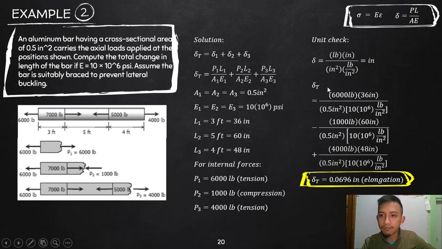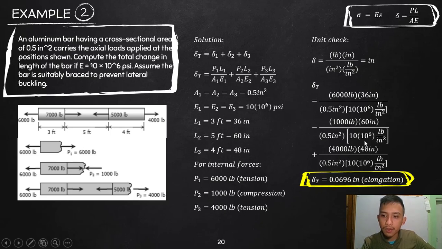So PL over AE. For the first cross section, P is 6,000, L is 36, length one is 36, area is 0.5, and E is 10 times 10 raised to 6. Your second cross section is minus, since that is a compression, the resultant is compression. P is 1,000 compression, the length is 60 inches, and the area is the same, and E is the same. So actually we can factor out that A times E outside, if you want. And then in your third cross section, P is 4,000, the length is 48, and the area and E are constant.